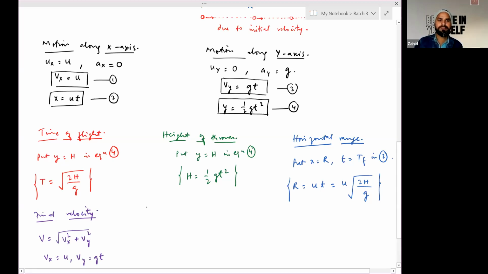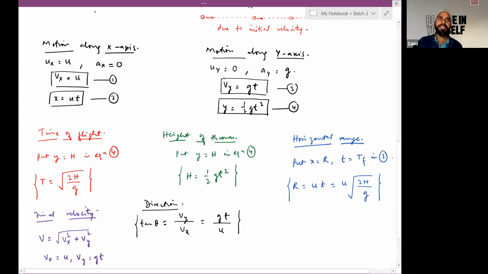Next is direction of the particle at any instant, which may be calculated by using tan theta equals perpendicular divided by base. Perpendicular is g times t and base is u. So from this, you will be able to calculate theta, or the inclination of the direction of motion of the body at any instant.